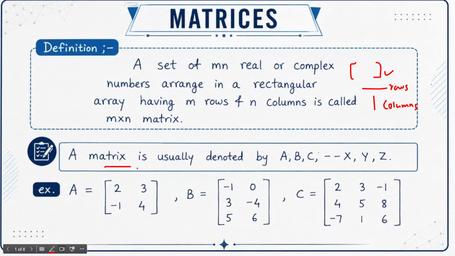Matrix is usually denoted by a capital letter. You can use any capital letter, from A to Z. These are some examples of matrices.